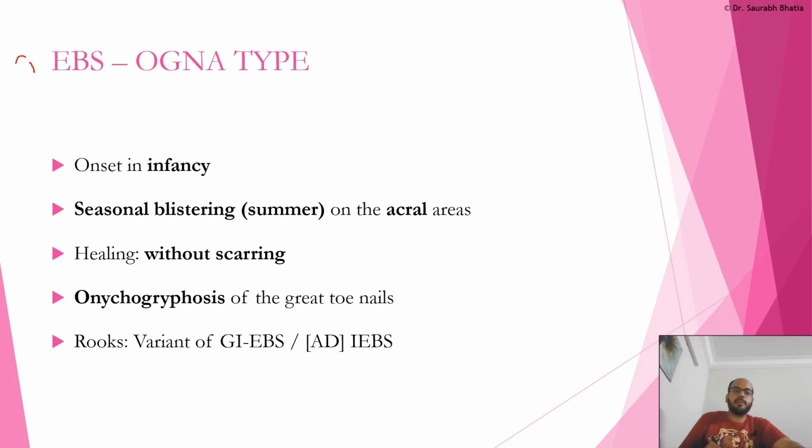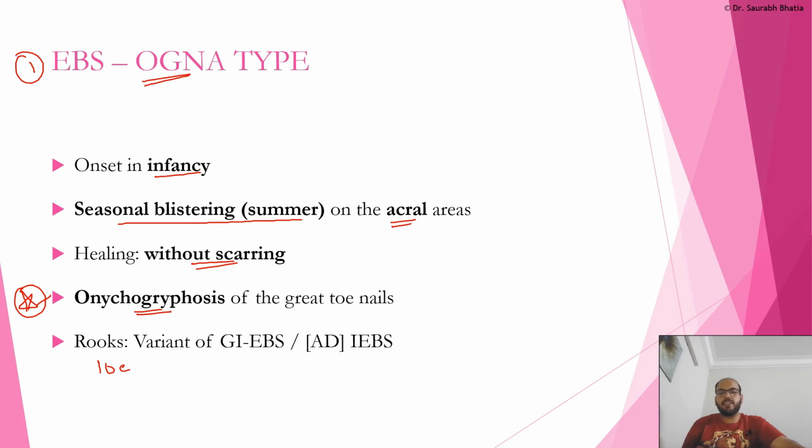So the first subtype is Epidermolysis bullosa simplex Ogna type. Ogna has onset in infancy. There is seasonal blistering in summer on acral areas and they heal without scarring. There is onychogryphosis of great toenails. So this is important. Rook's 10th edition classifies this as a variant of generalized intermediate EBS or autosomal dominant inherited EBS or intermediate EBS.